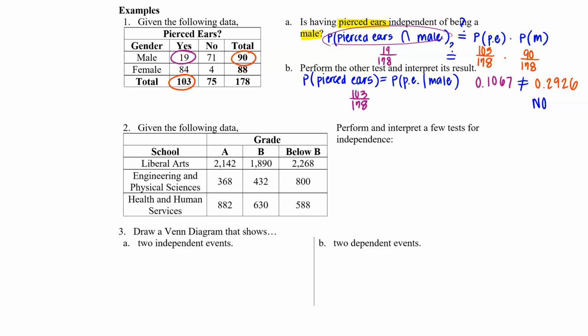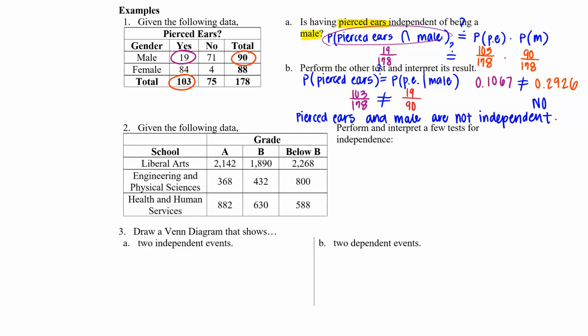Given male means that we are looking at the 90 total males that we have. And of the 90, the probability that they have pierced ears was 19 out of the 90. These two probabilities are not equal to one another. Therefore, we can also conclude that pierced ears and male are not independent.